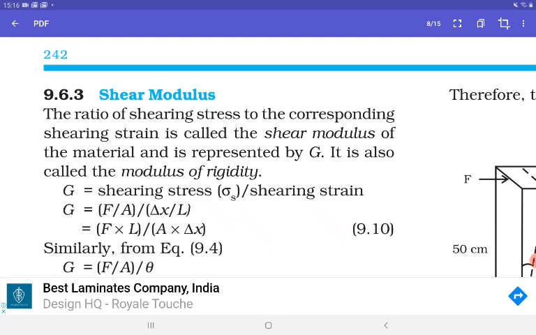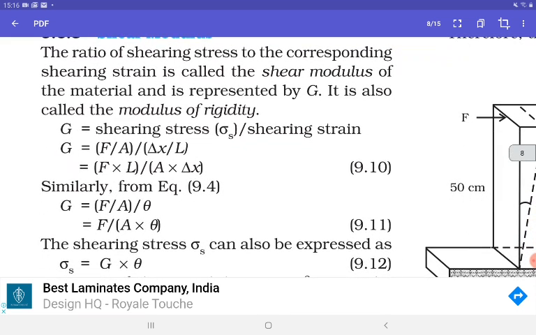Shear modulus. The ratio of shearing stress to the corresponding shearing strain is called the shear modulus of the material and is represented by capital G. It is also called the modulus of rigidity. G is equal to shearing stress divided by shearing strain.